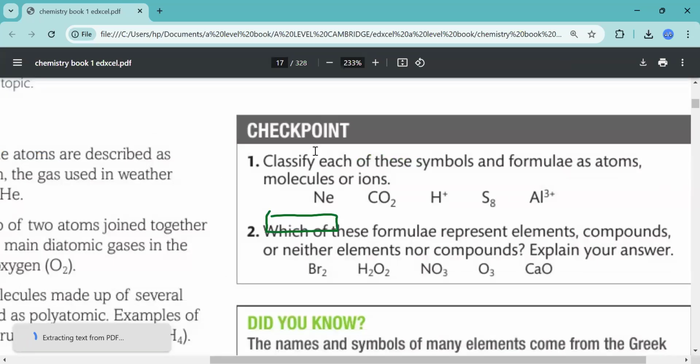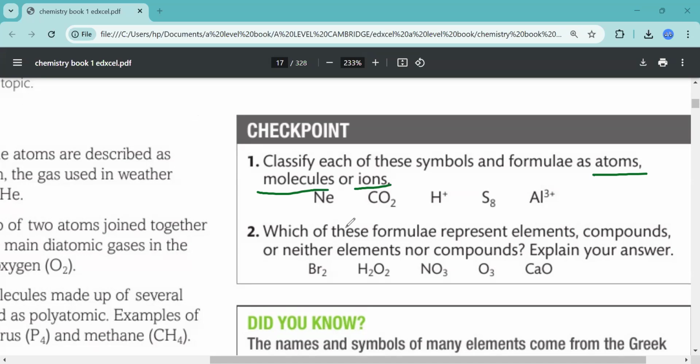So, what is the first question? Classify each of these symbols and formulas as atoms, molecules, or ions. So, let's highlight the things. They are asking us about the atoms, about the molecules, or about the ions.